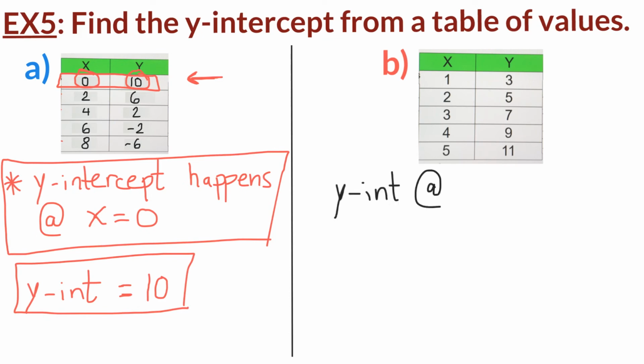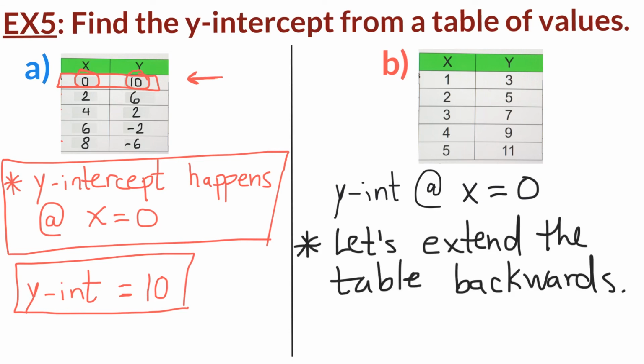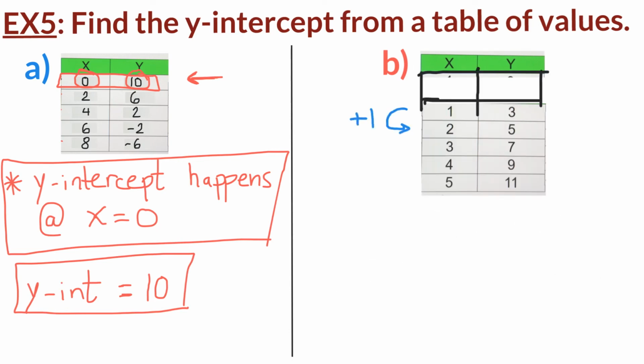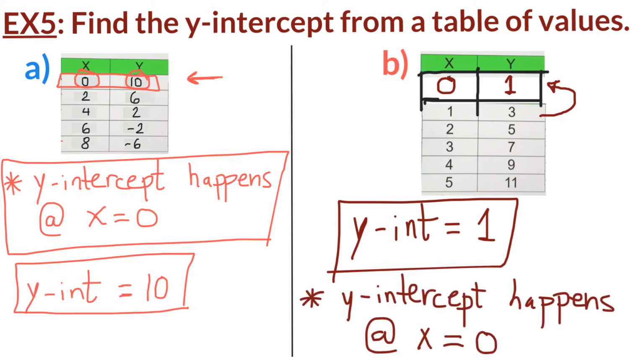Remember, the y-intercept is when x is 0, and on this table, we don't have an x value of 0. But we can extend the table of values and work backwards. So the pattern on x goes up by 1. So if we go backwards, the number is 0. You see the y values increase by 2. So if you go backwards, then the number will be 1. Therefore, the y-intercept on this table of values is 1. Remember that the y-intercept is always when x is 0. And on the graph, the y-intercept is where the line crosses the y-axis.